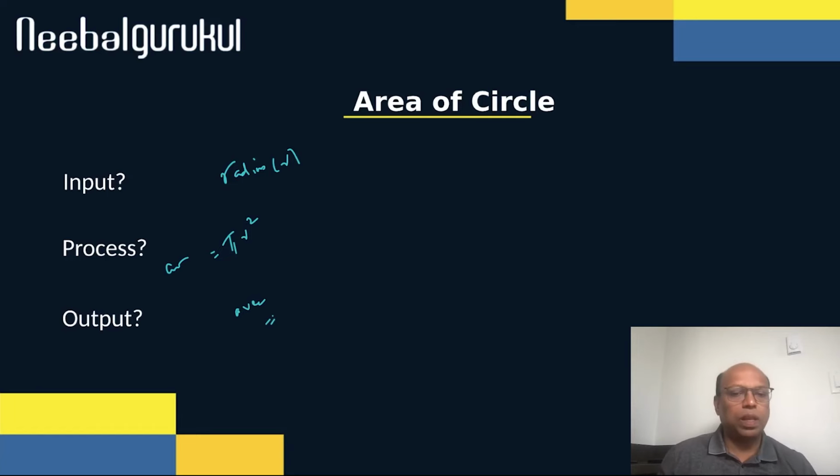That's it. Okay. So therefore, you need to first break down your set of statements into three parts. What is my input? What is my process and what is my output? Now, why did I take my input as a radius? Because my process needed R. I don't need the pi. Pi is a constant value 3.14. Correct?